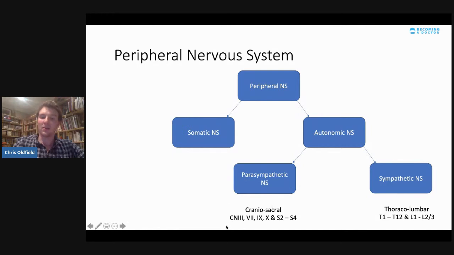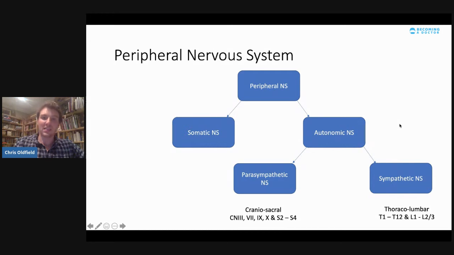And what we've got below here is where these nerves exit the spinal cord. So the parasympathetic is found craniosacrally. The cranial nerves in particular that are parasympathetic are cranial nerves 3, 7, 9, and 10. And then also sacrally at S2, S3, and S4. Whereas the sympathetic nervous system exits in the middle of those two points. So thoracolumbar is in the thoracic vertebrae and then the lumbar vertebrae.